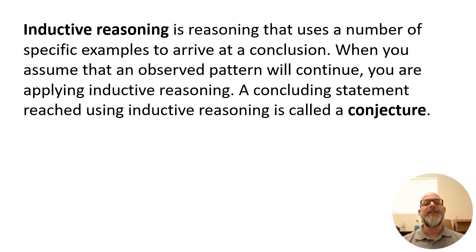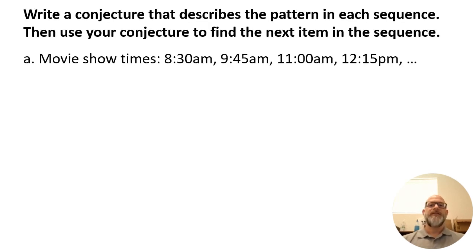So today we'll be doing inductive reasoning. In inductive reasoning, you're given a number of examples and you make a conjecture about those examples. That's what inductive reasoning is. Write a conjecture that describes the pattern in each sequence. Then use your conjecture to find the next item in the sequence. All right, so we're given some movie show times: 8:30 a.m., 9:45 a.m., 11 a.m., 12:15 p.m. Based on those show times, can you guess when the next show time would be?